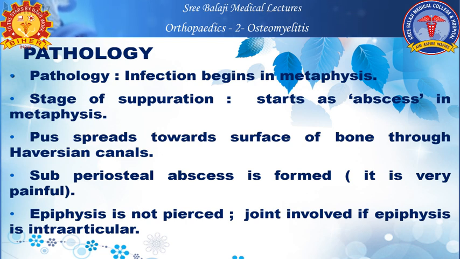Once the inflammatory process sets in, within a couple of days, abscess formation, pus formation will happen, and this abscess will spread through the medullary canal, through the Haversian canals, and it can also pierce the cortex, elevating the periosteum and forming a subperiosteal abscess. And the abscess can burst out from the periosteum, and it can form a sinus and drain into the skin.